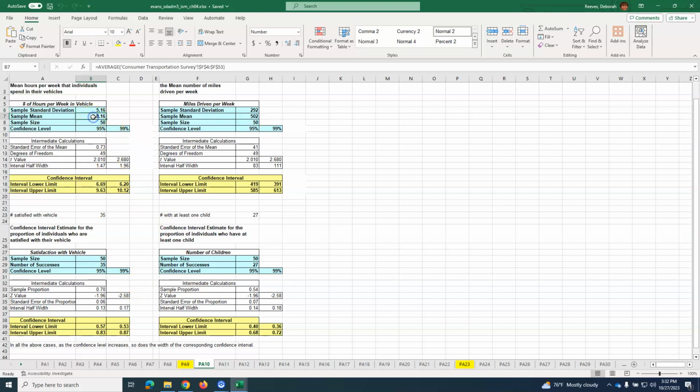Let's look at sample mean. What is mean? It's just doing an average of that data. And then for sample size, you're just counting how many there are. And then for the confidence level, you're supposed to develop a 95% confidence level and a 99% confidence level. So those are just hard coded in because you're doing those two calculations.